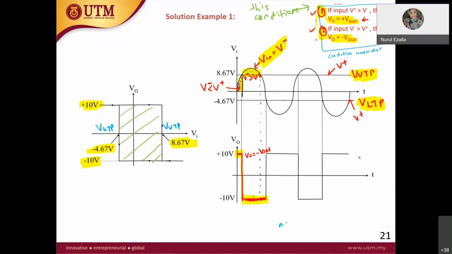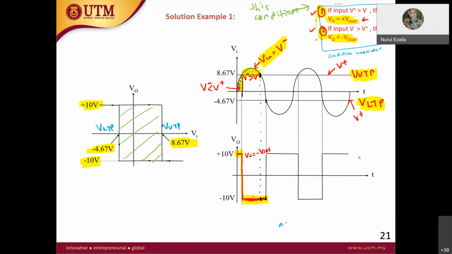But then this line is in between, so it touched VUTP, as you can see at this node, and also it touched at this node VLTP. So for this particular point, if you look at the transfer characteristic between VUTP and VLTP, it will take the previous value. Therefore, from this point to this point, it will take the previous value, which is negative V out saturation. That's why I go a straight line over here.